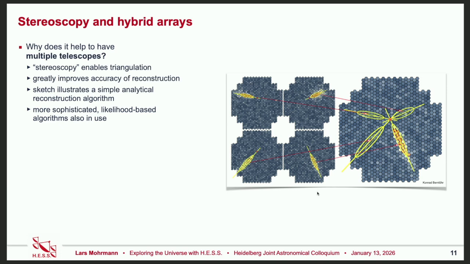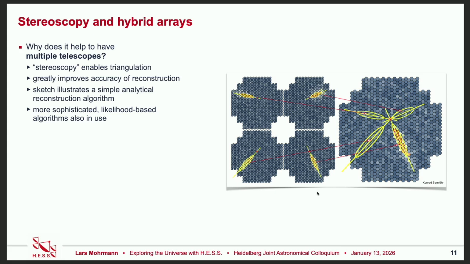Okay, maybe just to answer some questions that you might have. Why does it help to have multiple telescopes? So you saw we have 5 with H.E.S.S. The answer is that if you do stereoscopy, which is also where the name High Energy Stereoscopic System comes from, basically, you have more information. You observe the shower from different sides, and you can better reconstruct the properties. This is also illustrated in this sketch here.